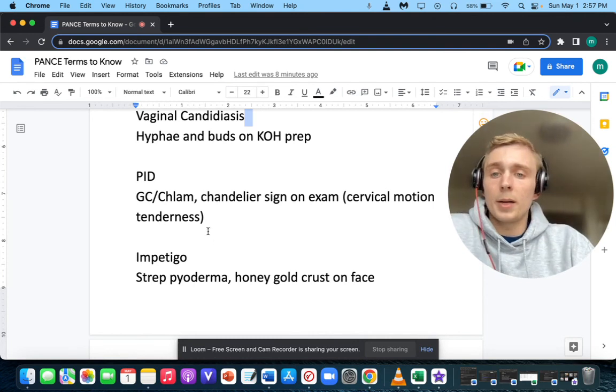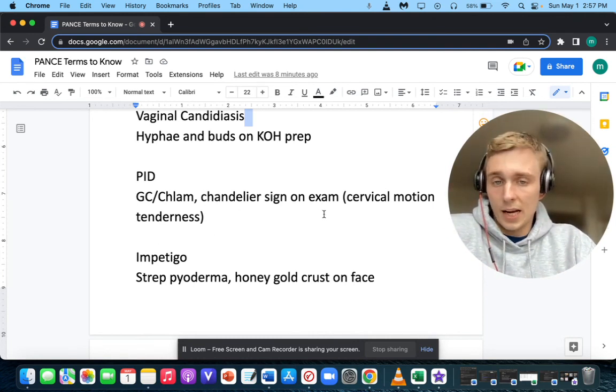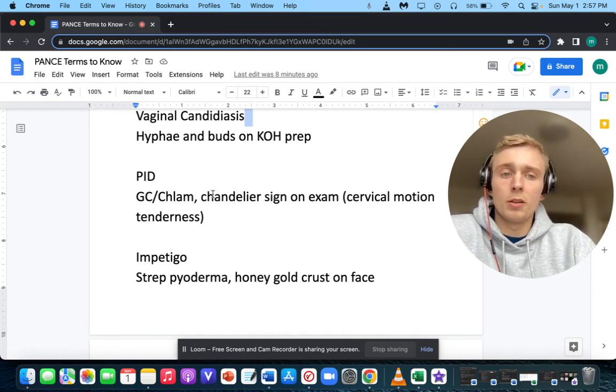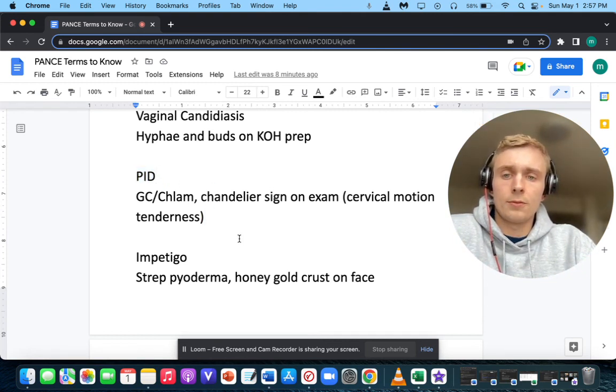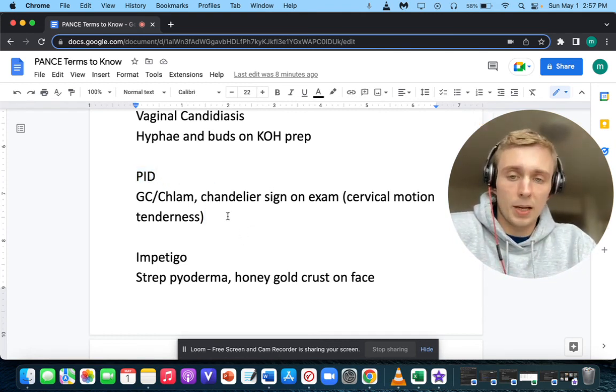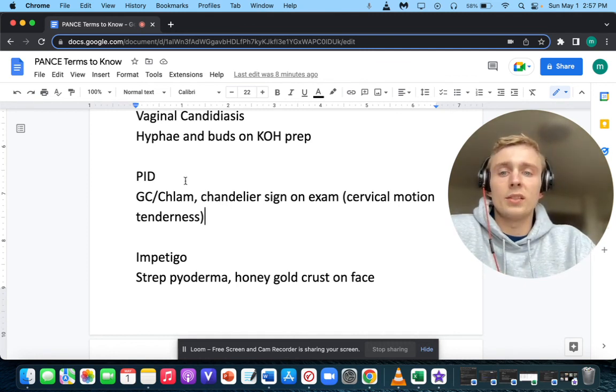Gonorrhea and chlamydia: chandelier sign on exam, which is cervical motion tenderness. The most common causes are gonorrhea and chlamydia, but it can also be polymicrobial. You want to think of PID. So a patient who's sexually active, having right upper quadrant pain, what is the diagnosis? Is it gallstones, or is it Fitz-Hugh-Curtis syndrome because of PID? That's a good one to know.